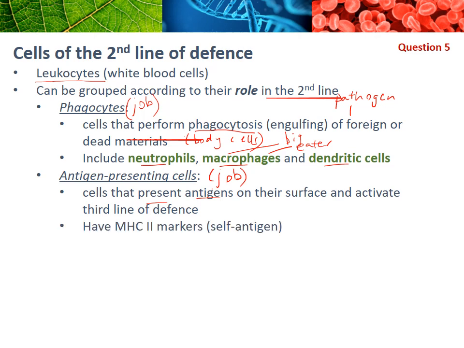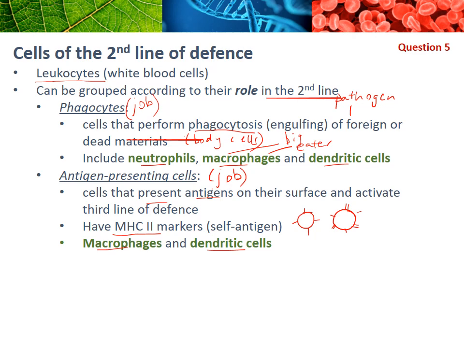They have MHC2 markers on them. Remember we talked about how all cells have MHC1 markers except red blood cells, and then certain immune cells also have MHC2 markers. These are the ones we're talking about. And examples of this are macrophages and dendritic cells.